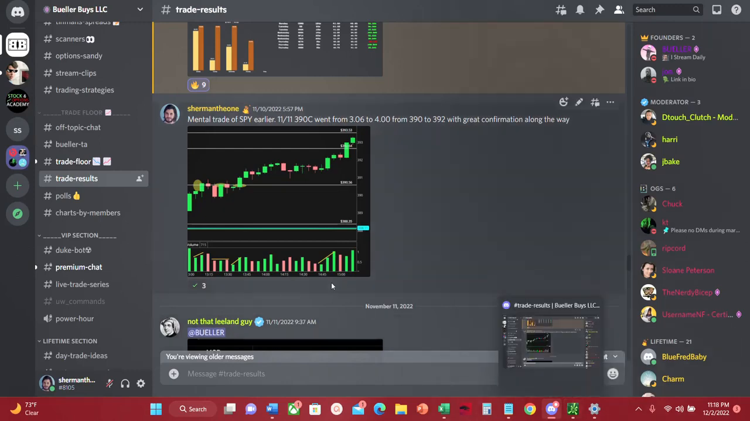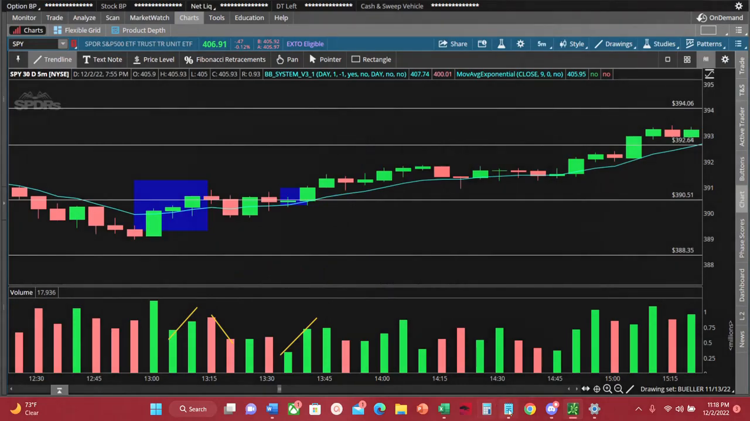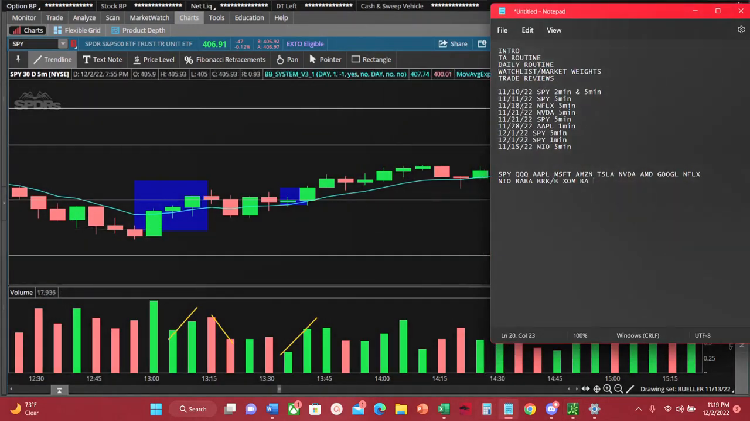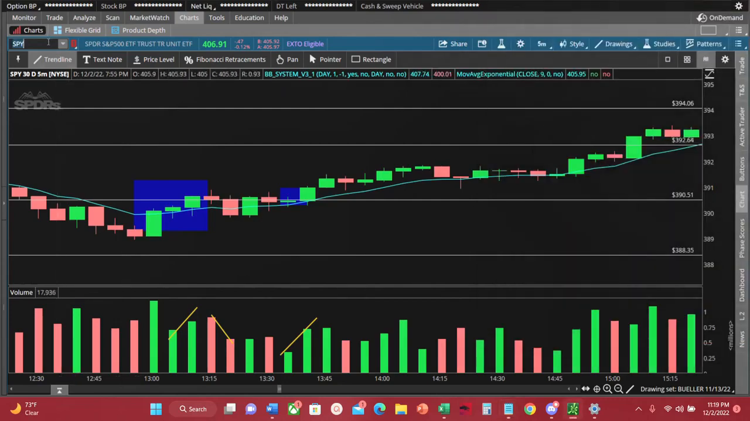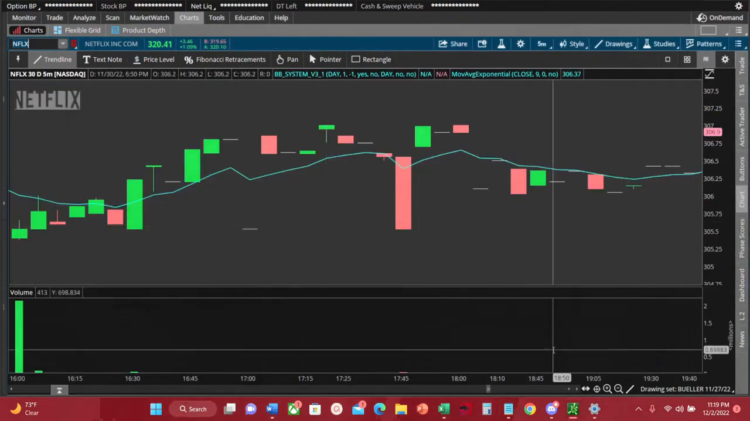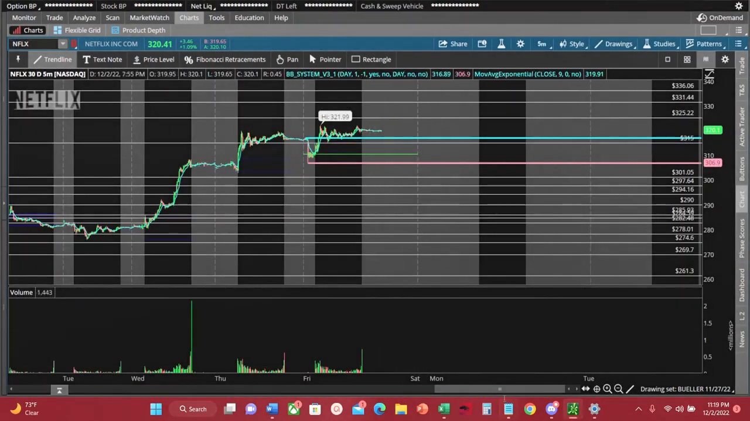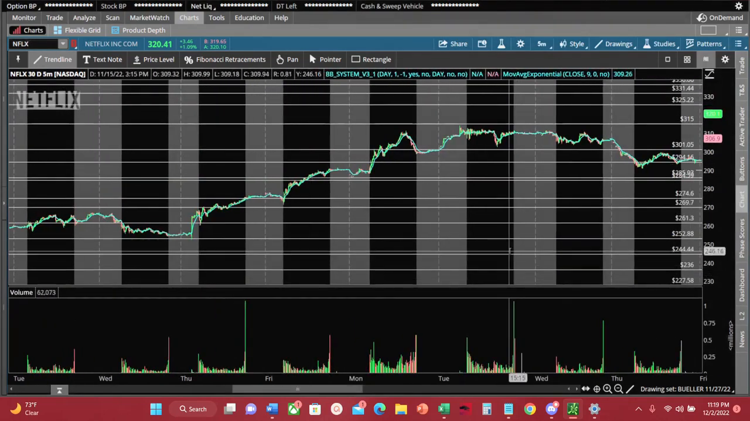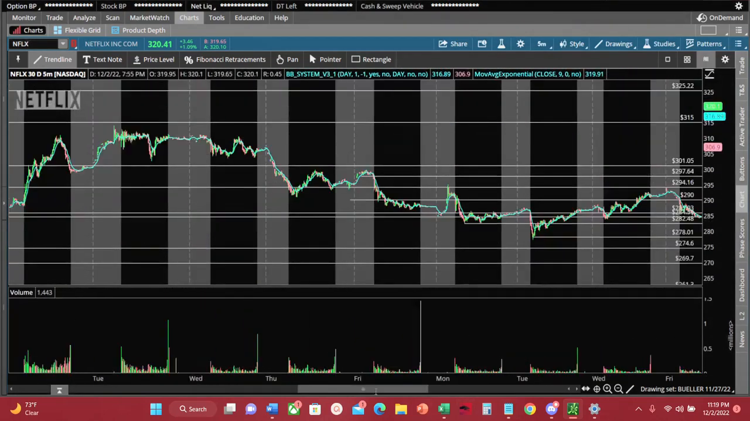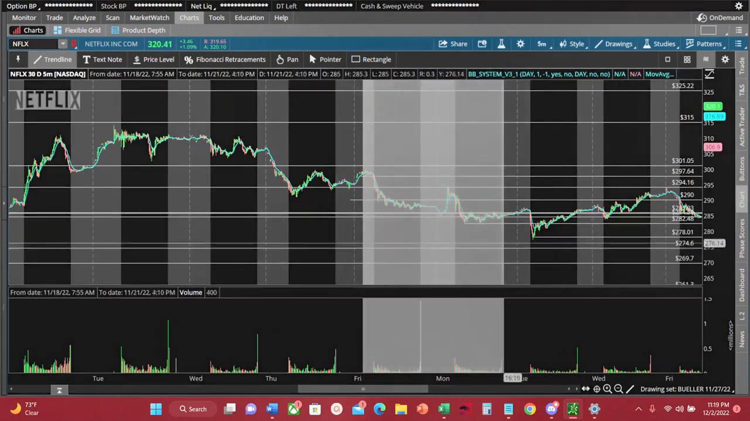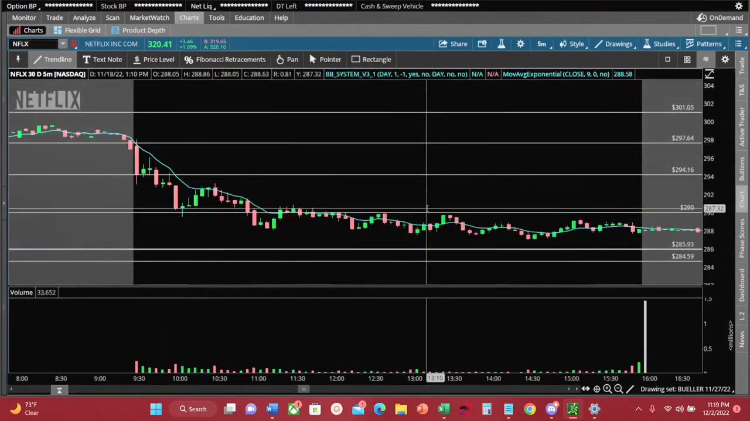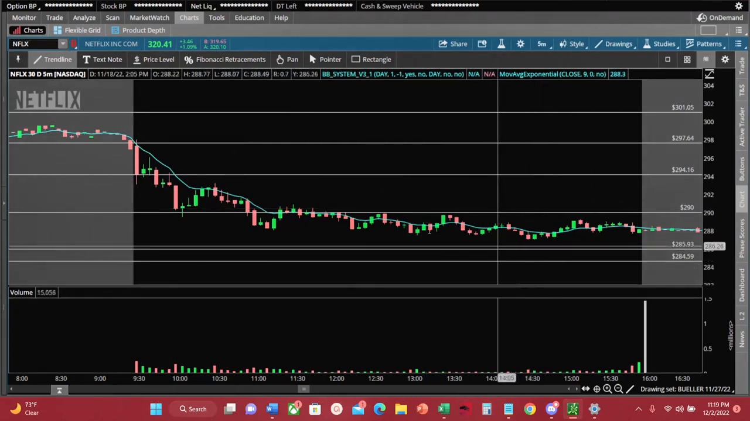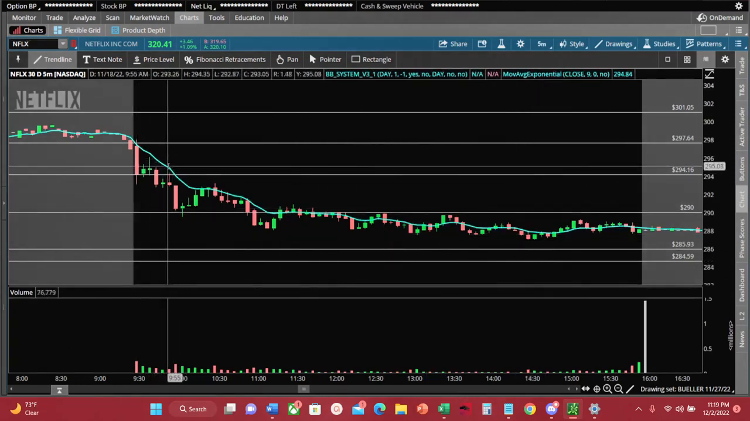So let's move on to trade number 3, which was Netflix on the 5-minute, on the 18th. Here we go. What did I do here? I'm just gonna keep the 9 EMA on here. Don't get confused. I'll let you know when I use it in my trades versus when I don't.